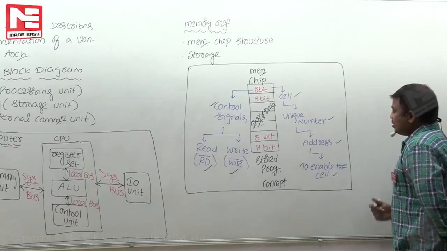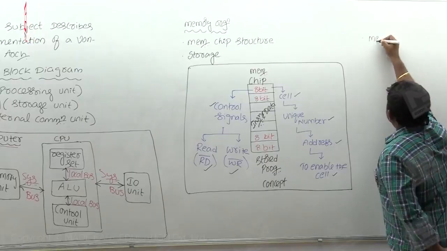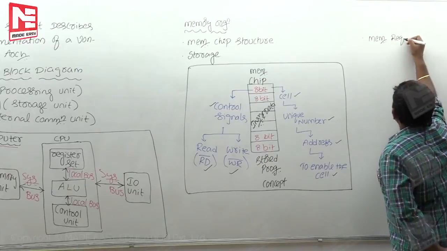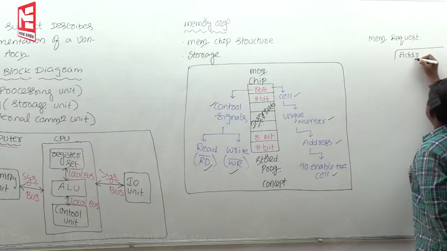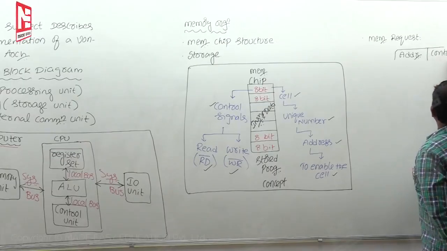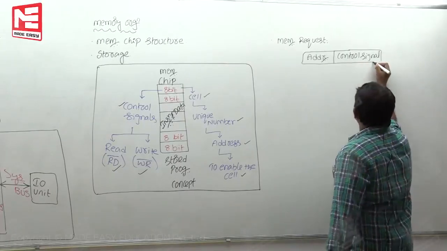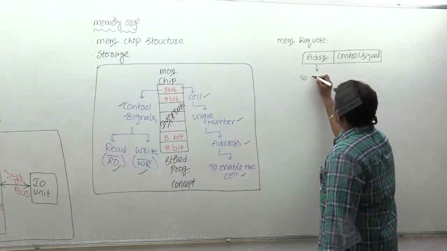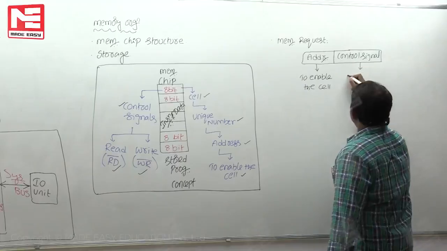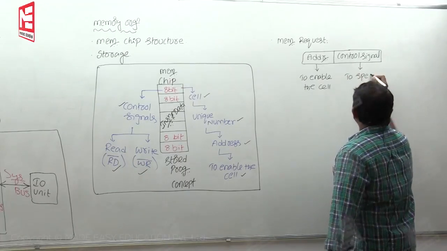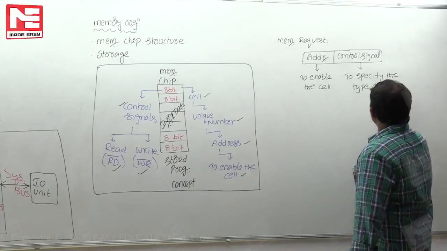Clear now? Right. So when we want to access information from this memory, the CPU generates a memory request. The memory request contains two parameters. One is the address, the second is the control signal. Address is used to enable the cell. Control signal is used to specify the type of operation.